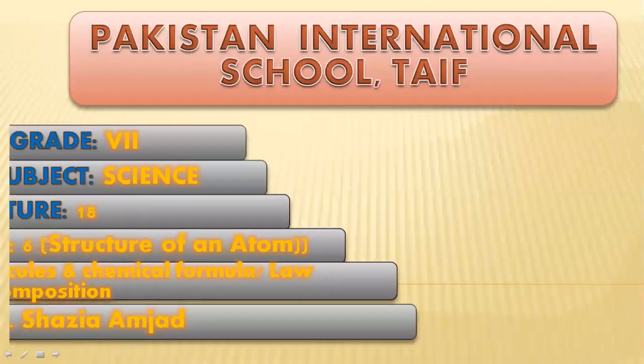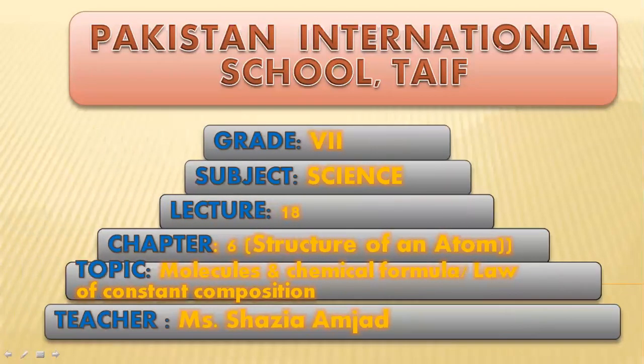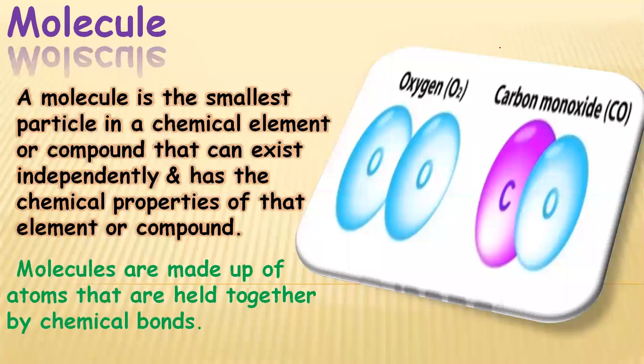This is the class of science for grade 7 and we are on chapter number 6. Today we will see our last topic, molecules and chemical formula and law of constant composition. Dear students, let's start.